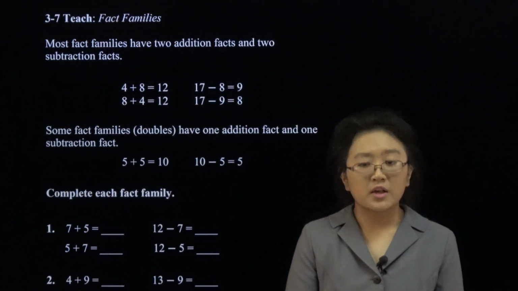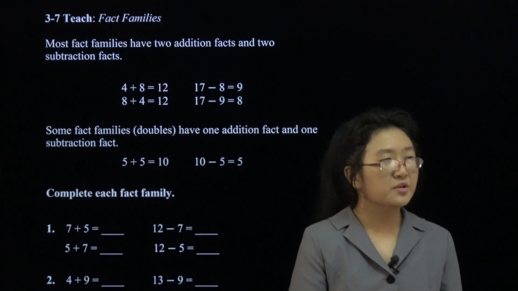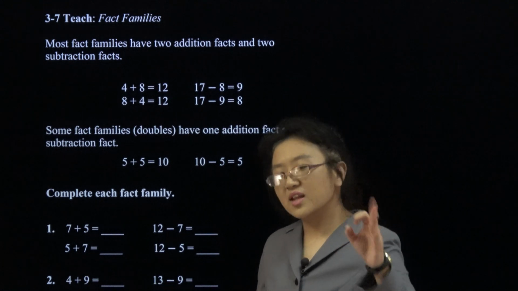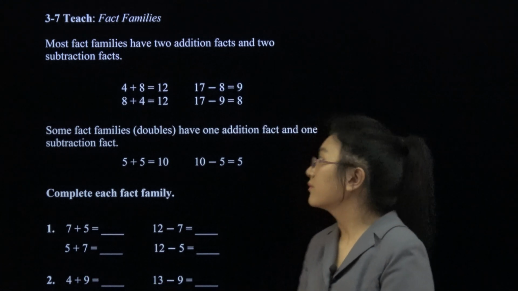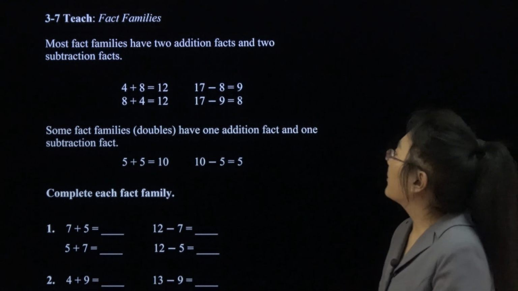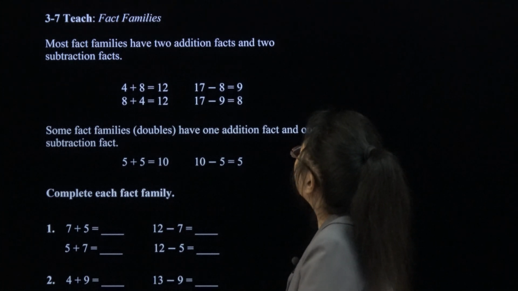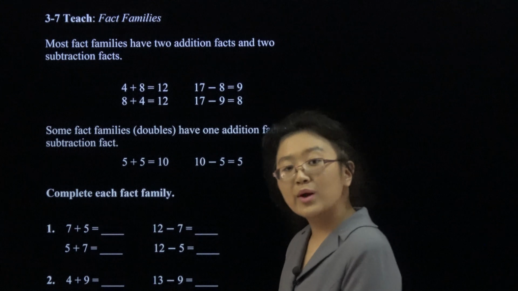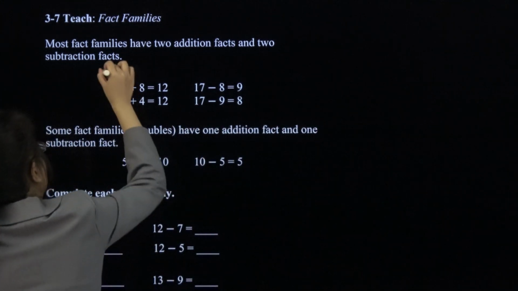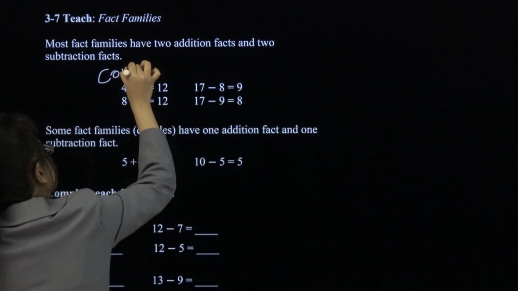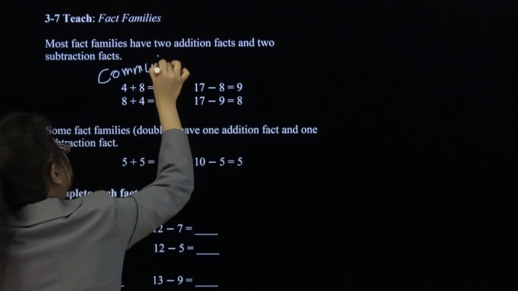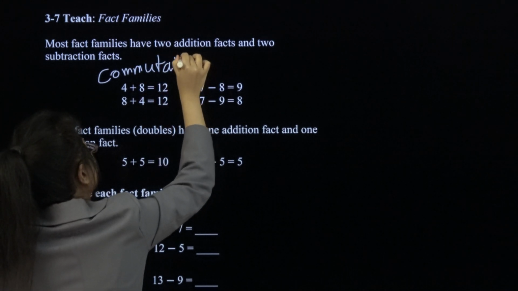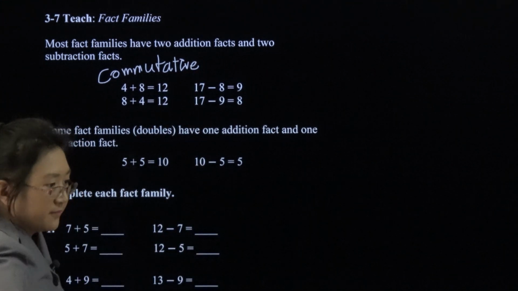Alright, so remember those 3 things? Well, technically, just technically, there's a 4th thing. Because in a fact family, most fact families have 2 addition facts and 2 subtraction facts. These 2 addition facts are because of the commutative property of addition.